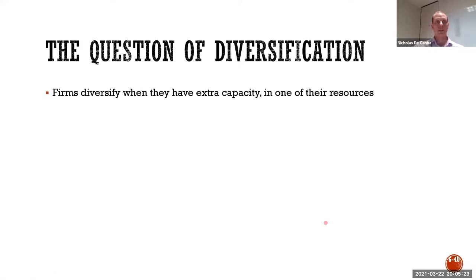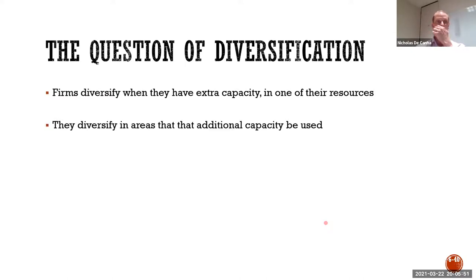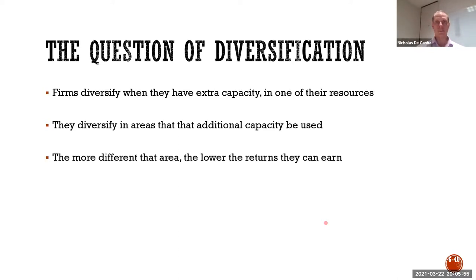All right, so the question of diversification. Firms diversify, and this is the big statement, when they have extra capacity in one of their resources. So we've spoken about the resource-based view of the firm. And so we've said resources can be tangible or intangible. They can be factory capacity. They could be patents. They could be skills. But the point is that diversification occurs when you have extra capacity in one of these areas. And the diversification happens to an area where the capacity can be used. I mean, it sounds pretty sensible.